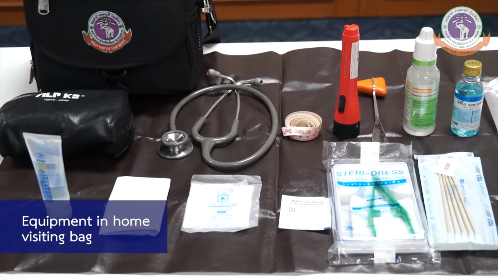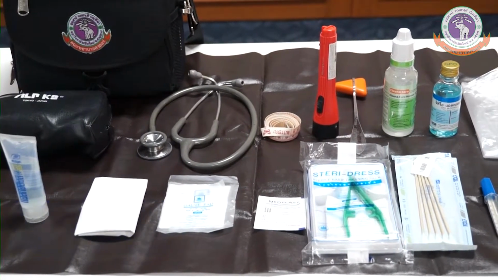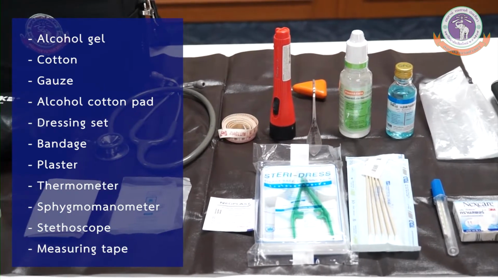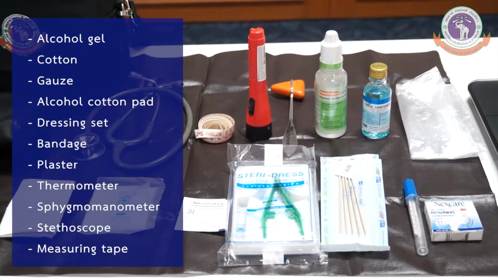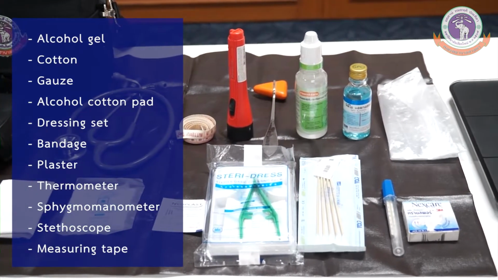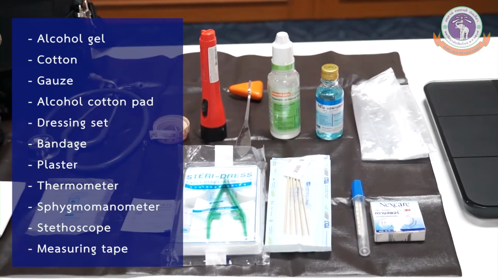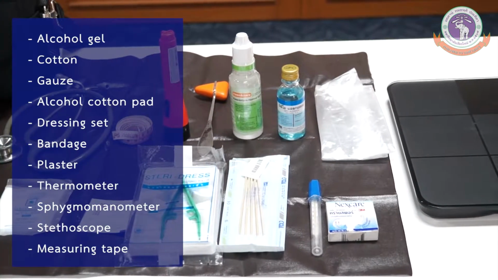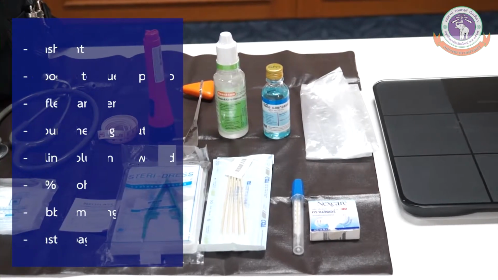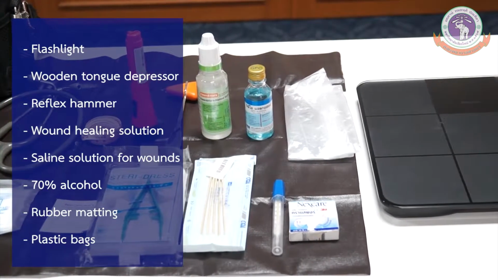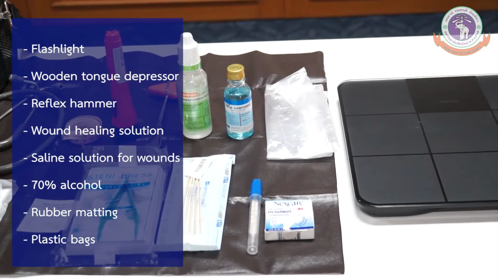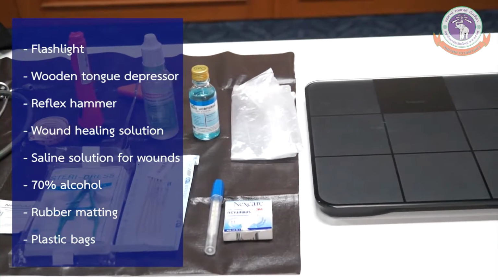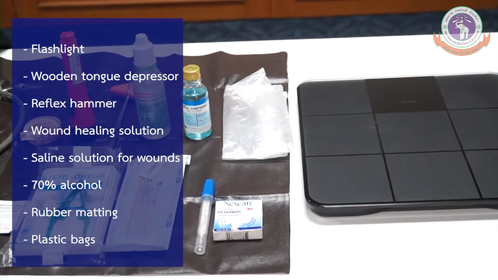The essential equipment and items in the bag include alcohol gel for hand cleansing, cotton gauze, alcohol cotton pad, dressing set, bandage, plaster, thermometer, blood pressure monitor or sphygmomanometer, stethoscope, waist measuring tape, flashlight, wooden tongue depressor, reflex hammer, wound healing solution, saline solution for wounds, 70% alcohol, rubber matting, and plastic bags for contaminated waste.